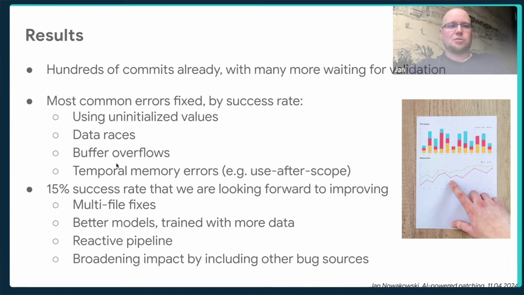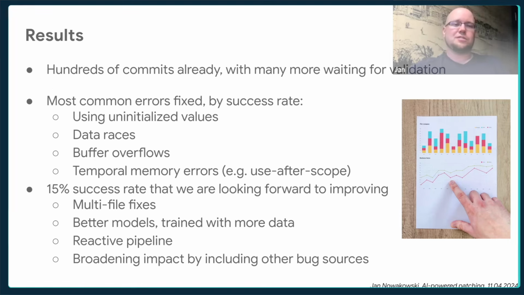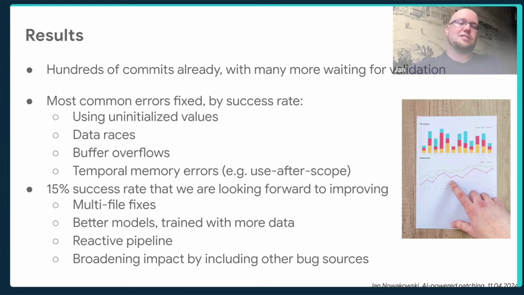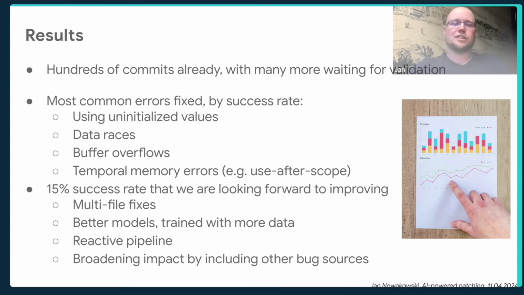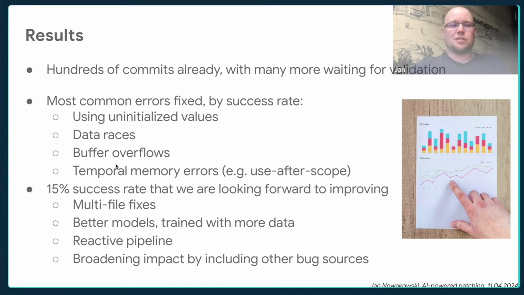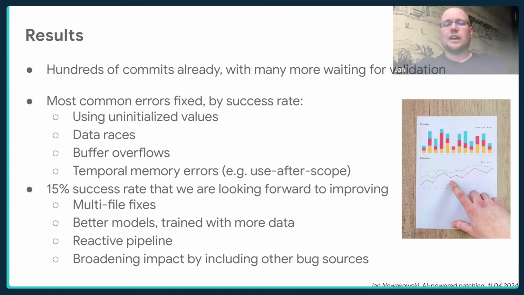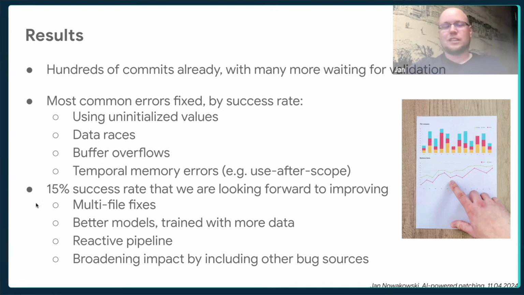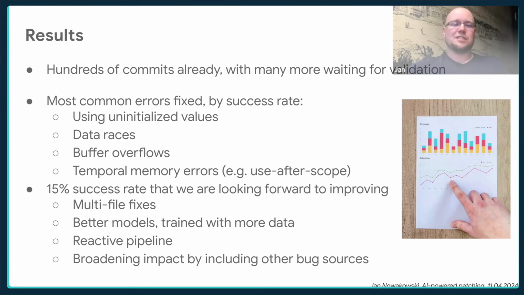Here is the list of most common errors that we fixed with that. The simplest one, using uninitialized values, had the highest fix rate, which didn't surprise us. Data races also had quite a high fix rate, which I thought would be quite hard to fix. But what I thought would be easier bugs to fix, buffer overflows and temporal memory errors, had the worst fix rate. And the overall fix rate was 15%. You might think it's high, you might think it's low. It's higher than what I expected starting this project. And we are still looking into ways of improving that.